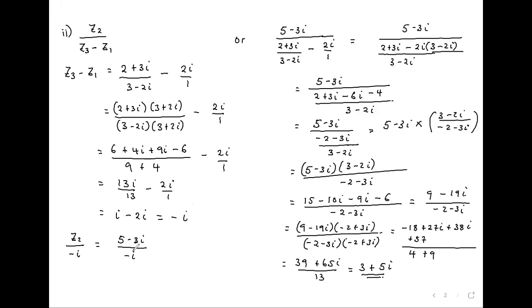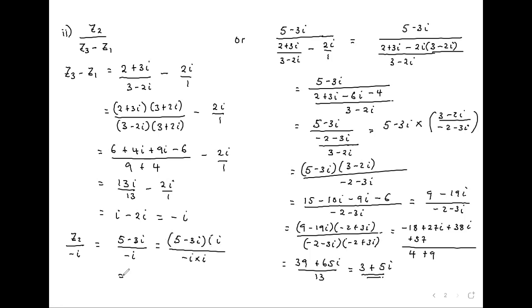So if it's over negative i, then what do we get? So we get 5 minus 3i. Conjugate, we multiply by i over negative i by i.